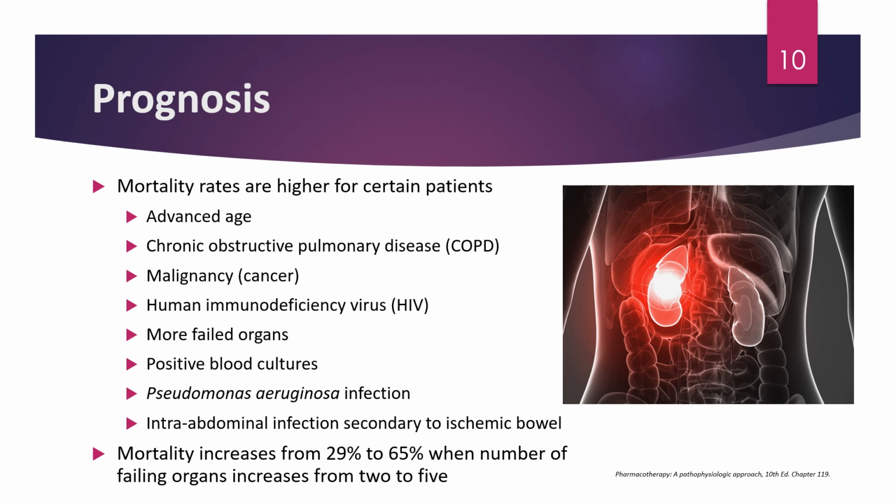And whenever you have somebody who has multiple organs failing, the mortality increases very significantly. Whenever you have two failed organs, the mortality rate is about 29%. Whenever you have five failed organs, the mortality rate is 65%. So it's a very, very big deal to try and, if possible, reverse this process from happening.